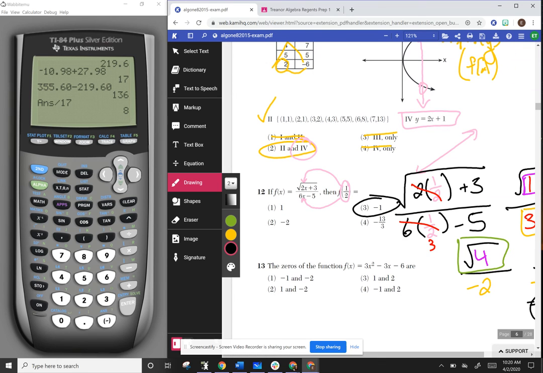Okay, so that was questions 1 through 12 of the August 2015 Algebra 1 Regents.